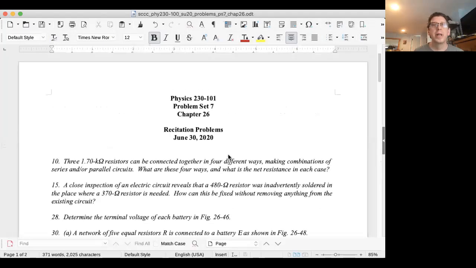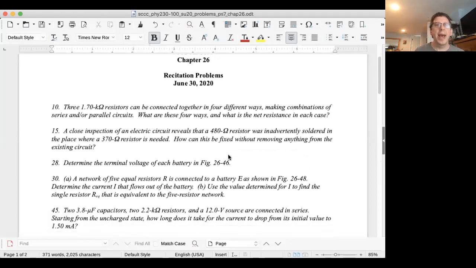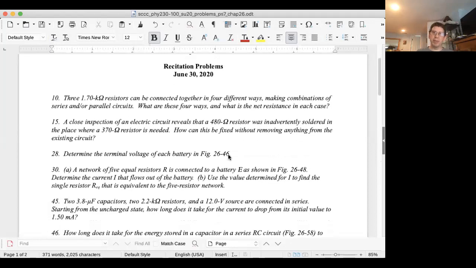Hello again. Today we are going to go over some problems from chapter 26. This is the chapter on DC circuits. So let's take a look at what the problems you're going to be asked to do for today are. So we're going to start with the recitation problems. And so the first problem is number 10.